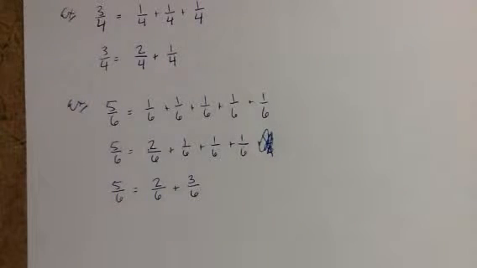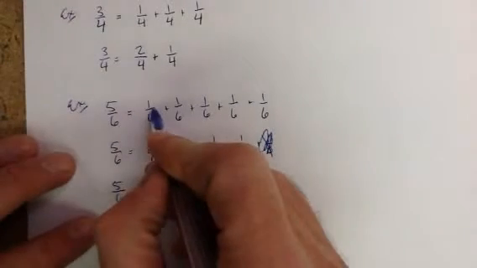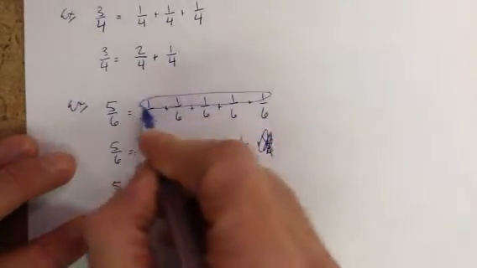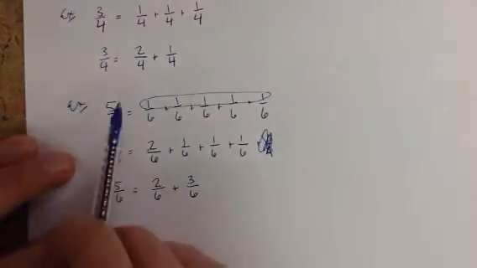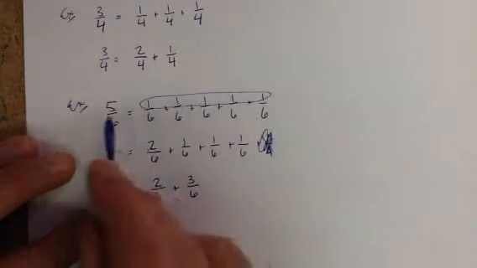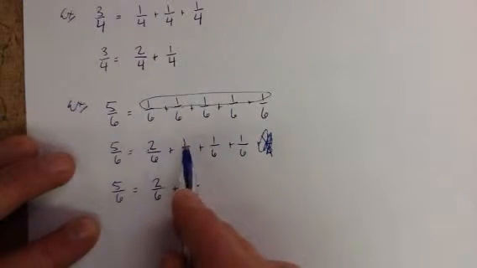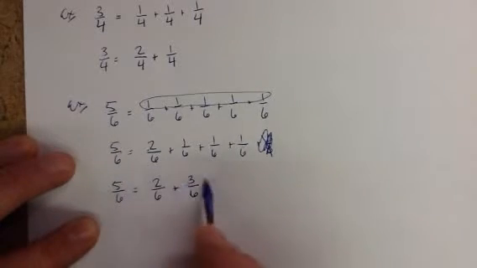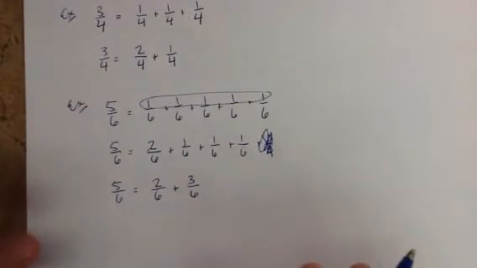So there's multiple ways to break a fraction into the sum of smaller fractions with like denominators. The important thing is to make sure all of your numerators add up to the beginning numerator. So 1, 1, 1, 1, and 1 add up to 5. 2, 1, 1, and 1 add up to 5. And then 2 and 3 add up to 5.